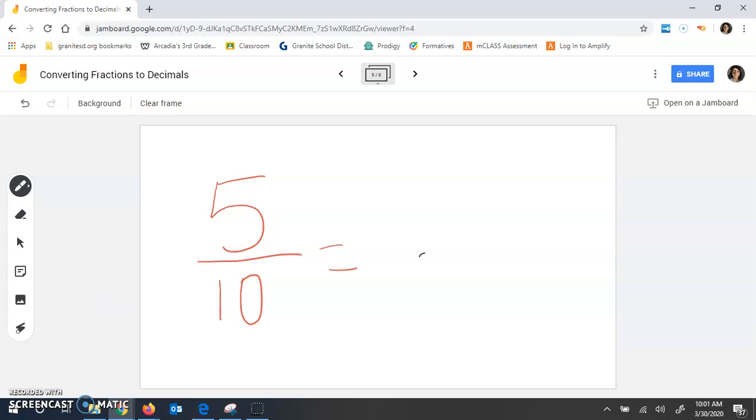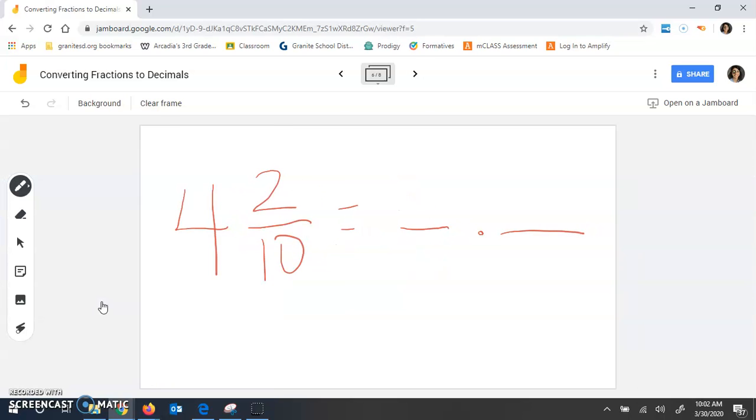So here is this one, 5/10. So I have my decimal point and 5. I could also write it as 0 and 5/10, not necessary with the 0, just 5/10, like without the 0 works just as well.